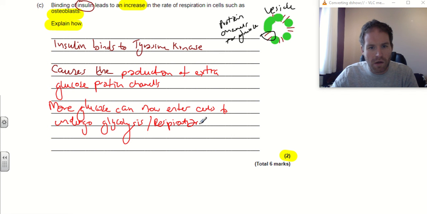So we're saying the insulin binds the tyrosine kinase, which causes the changes, which means the vesicles then fuse with the membranes. Those fusing membranes leave these protein channels for glucose in there. That causes extra glucose to enter the cells. More glucose can now enter the cells and undergo glycolysis for respiration. And that takes us to the end of the question.